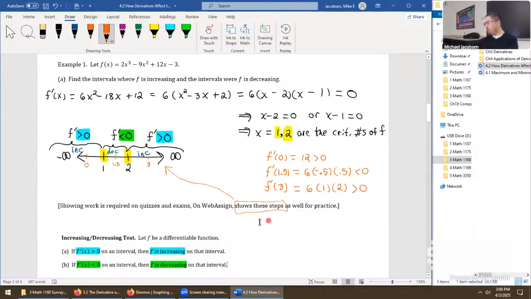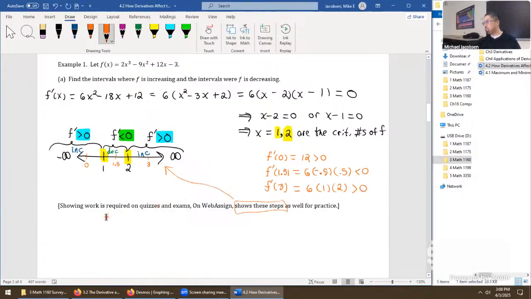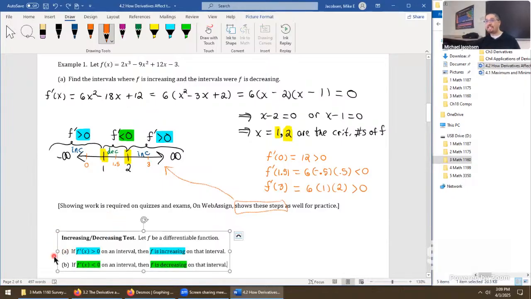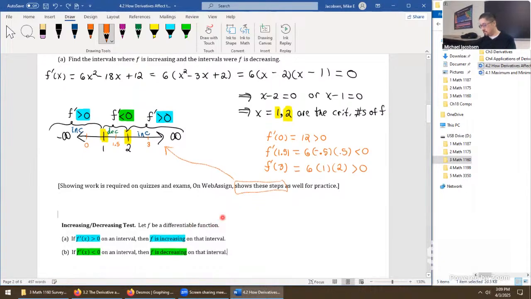So if we don't do it on WebAssign, it means the exam is now extra, extra hard. There'll be also an expectation on quizzes. So that's the, well, not quite done. That's the whole use of the increasing decreasing test. We just need to state our answers. Intervals where f is increasing, intervals where f is decreasing will give us this answer.